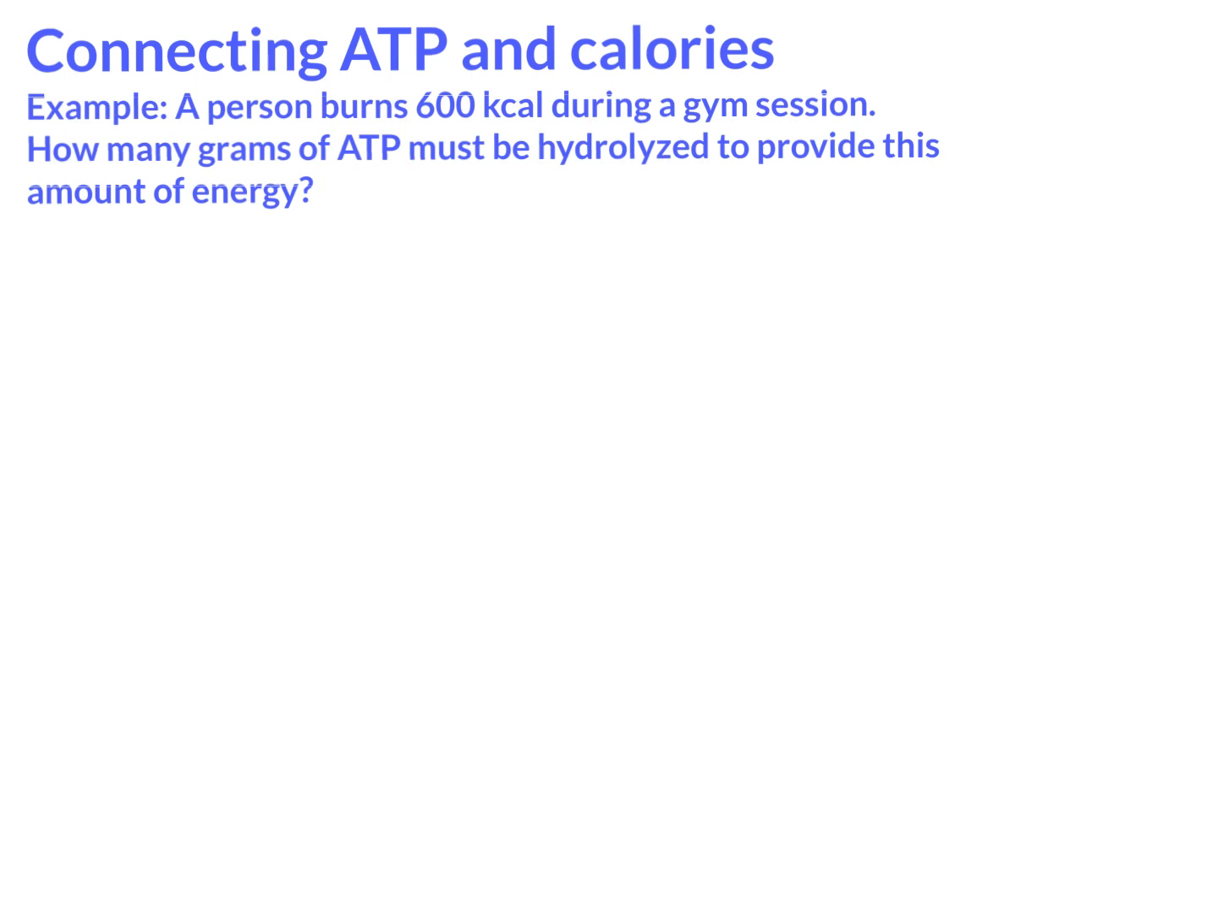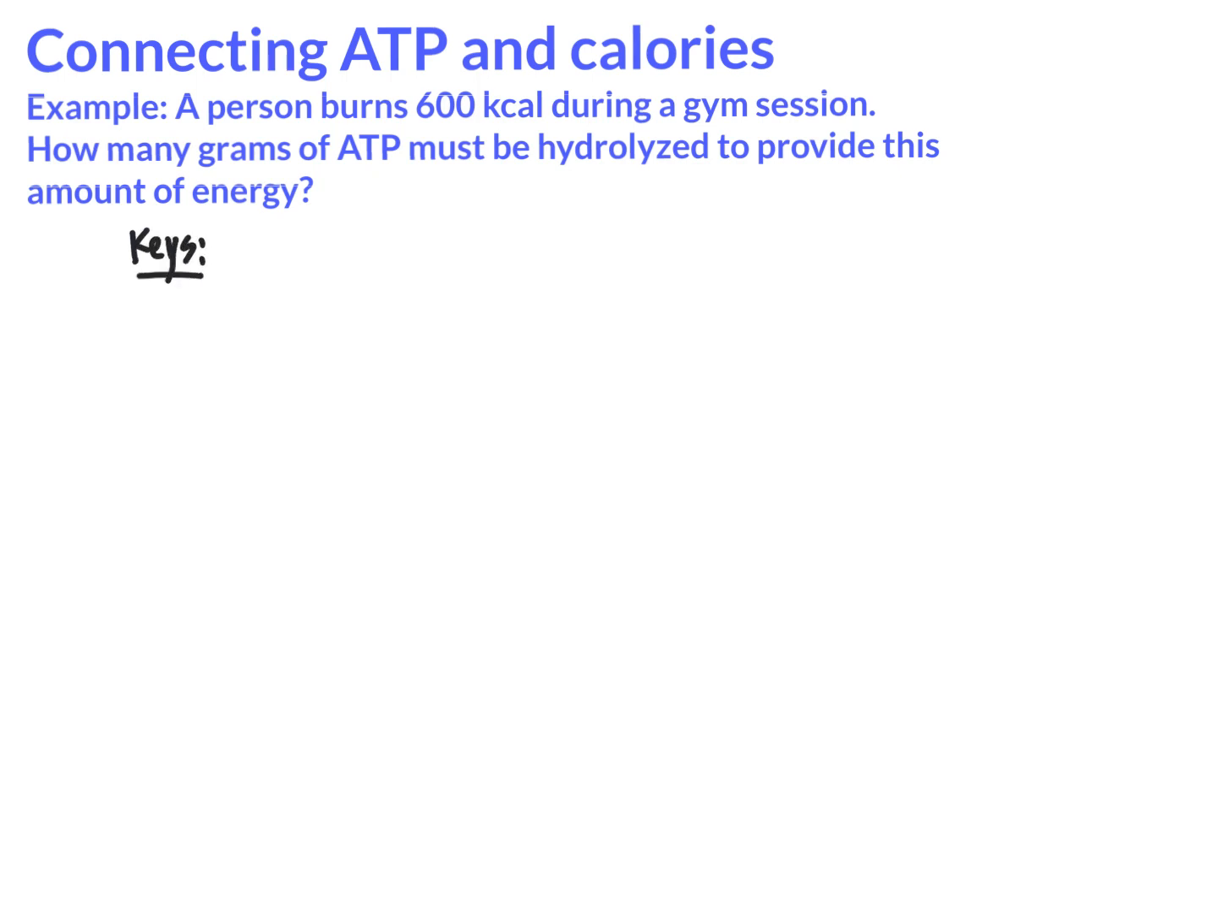So in other words, what the question is asking us when it says how many grams of ATP must be hydrolyzed, it's saying how much ATP must be converted into ADP and energy released in order to fuel this gym session, where the person is burning 600 kilocalories. Let's take down some key information here that we need in order to solve this problem.